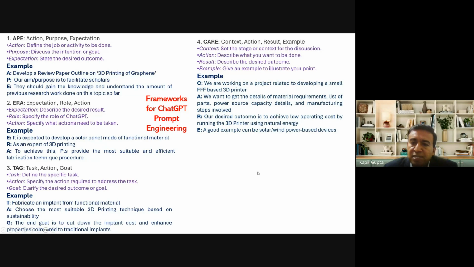CARE: Content, Action, Result, Example. Content sets the stage or context for the discussion. Action describes what you want to be done. Result describes the desired outcome. An example gives an example to illustrate your point.